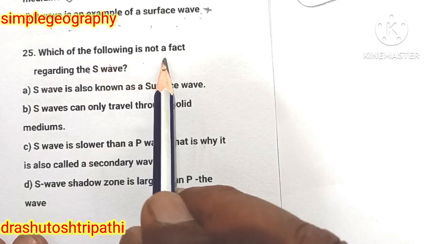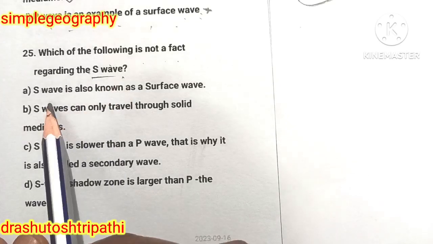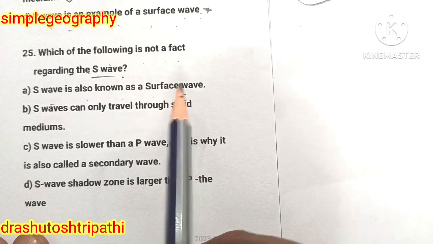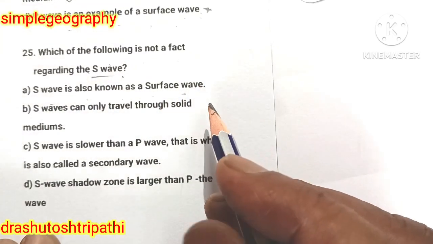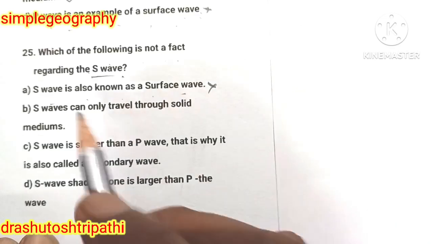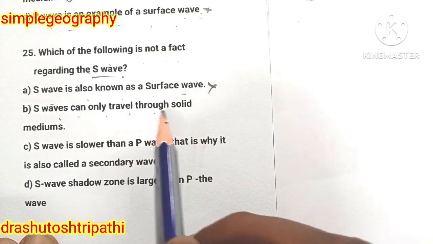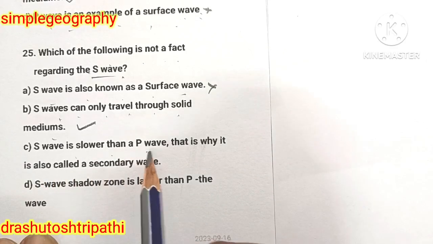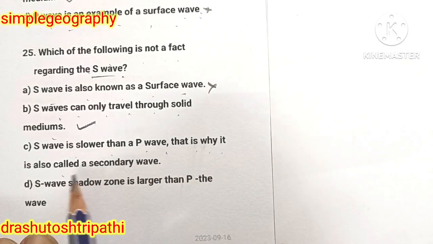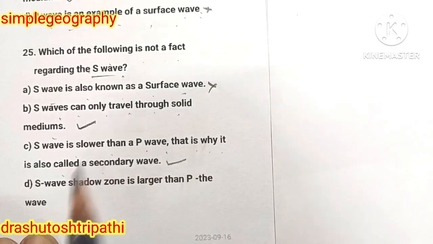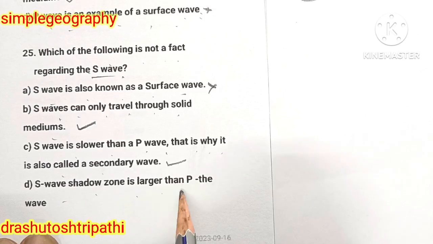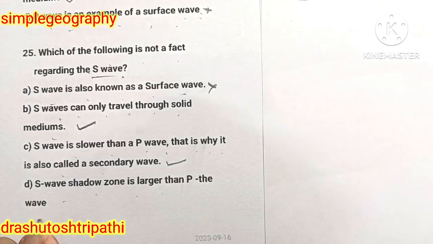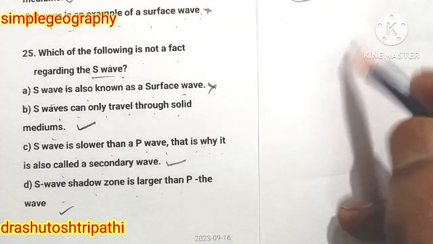Which of the following is not a fact regarding S wave? S wave is also known as surface wave. No, this is not correct. S waves can only travel through solid medium. Yes, this is correct. S wave is slower than P wave. That is why it is also called secondary wave. That is also right. S wave shadow zone is larger than the P wave. This is also correct. See the picture.